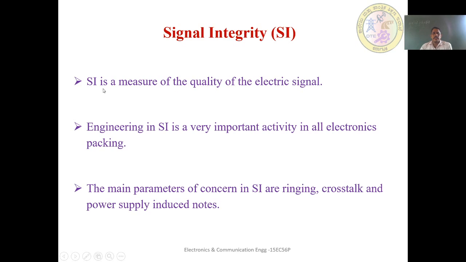Signal integrity. SI is a measure of the quality of the electrical signal. Signal integrity means the signal travels through the track confined to that track. That track should not create any problem to other tracks. The track should not have any attenuation or distortion or reflection within the track.